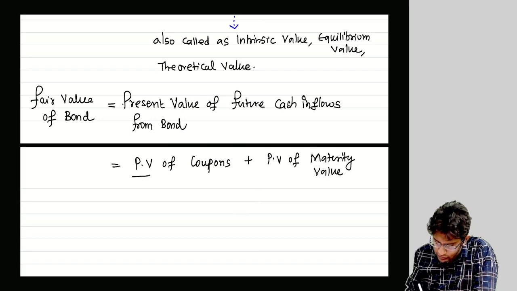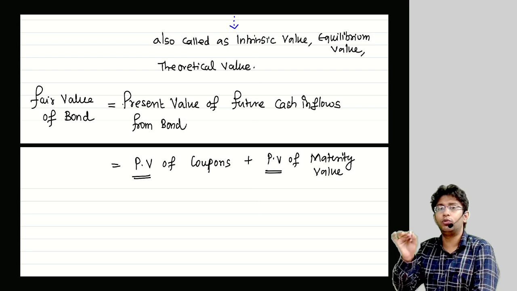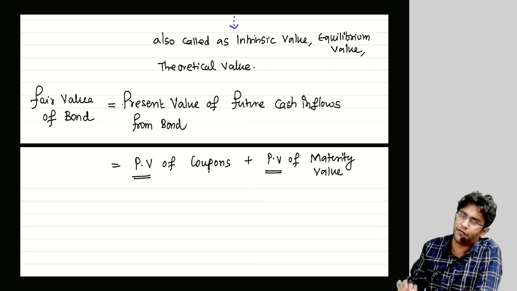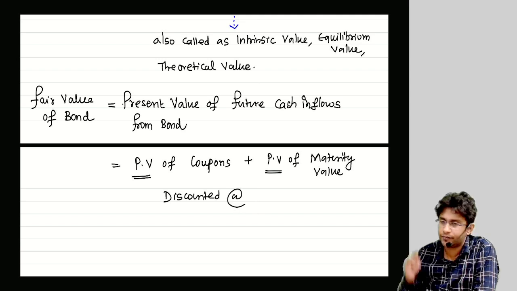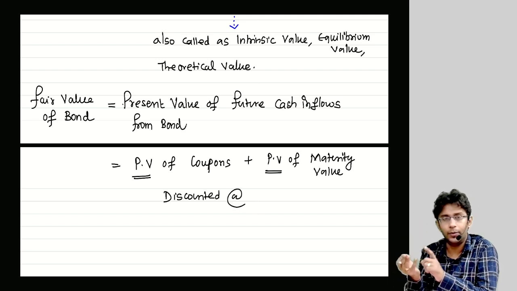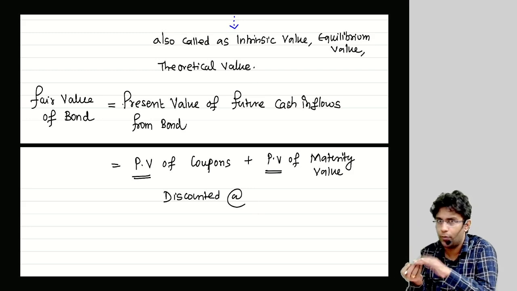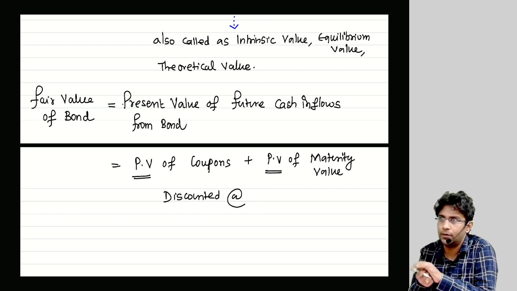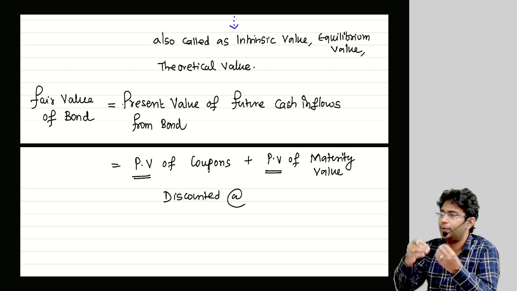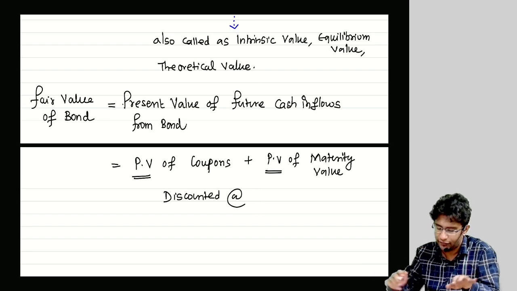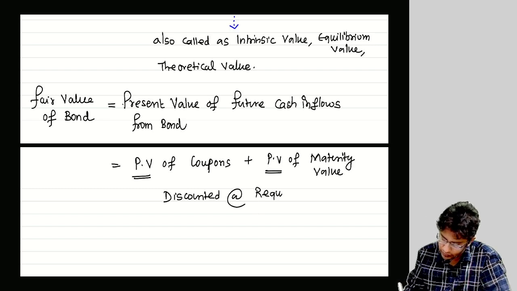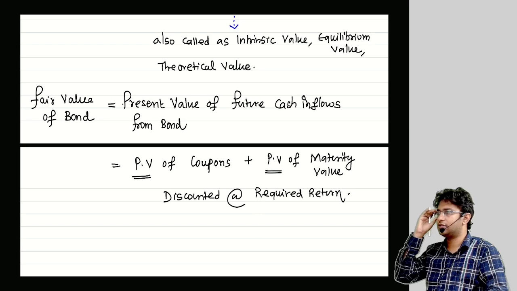Now whenever you use the word present value, you are duty bound to ask me and think for yourself also what discounting rate I should use. Discounted at, make no mistake, let it be capital budgeting, let it be derivatives, let it be bonds, let it be shares, let it be business valuation, let it be any valuation. From an investor angle, by default your discounting rate is required return. Your discounting rate is nothing but required return.